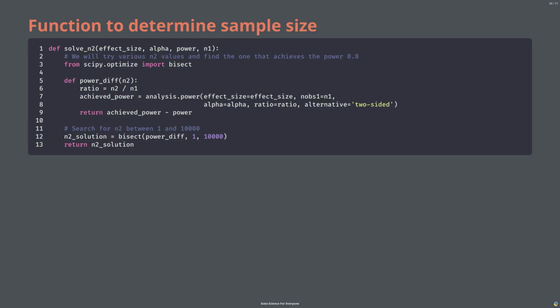Since we fix the first group size, the code finds the second group size by trying different values until the designated power value is reached. It does this using a numerical search method called bisection. Finally, it prints the required sample size for the second group, which in this case is n2. This helps researchers plan studies with uneven group sizes while maintaining statistical power.